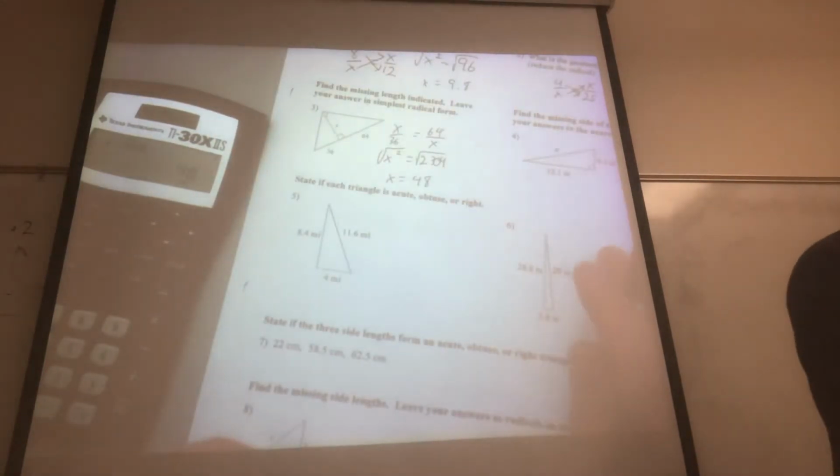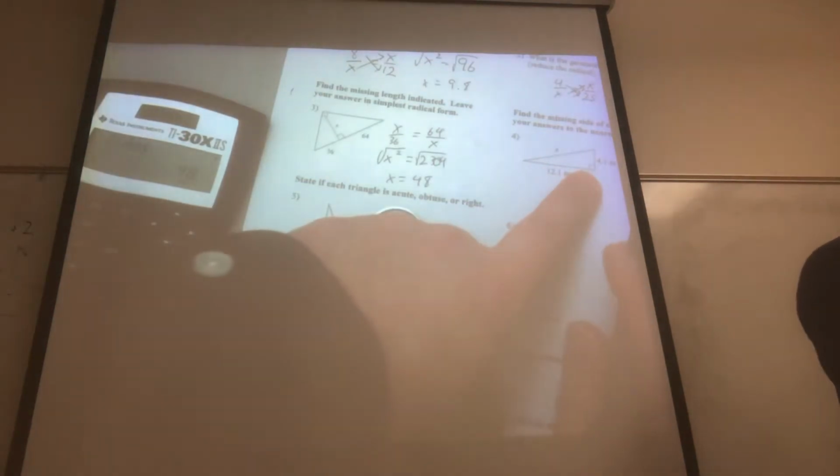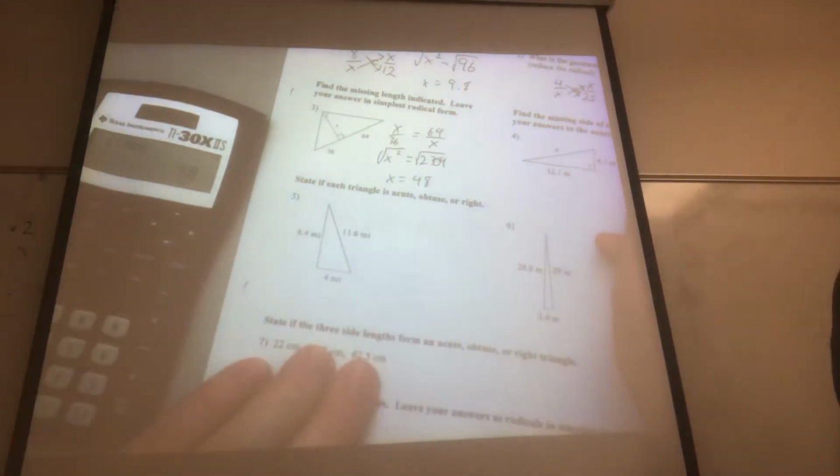Find the missing side of each triangle. Round your answers to the nearest tenth. On this one, this is a right triangle. You are going to use the Pythagorean Theorem. This is the A side, this is the B side, this is C, and it's A squared plus B squared is equal to C squared.